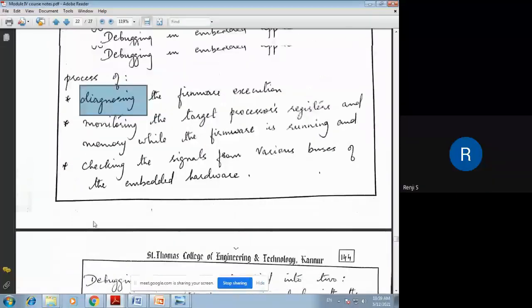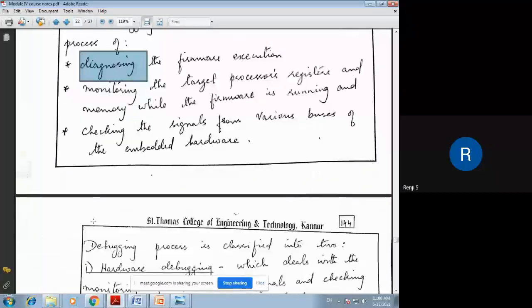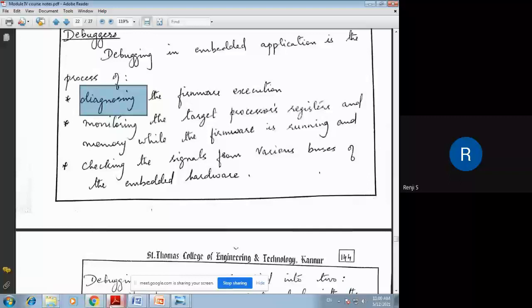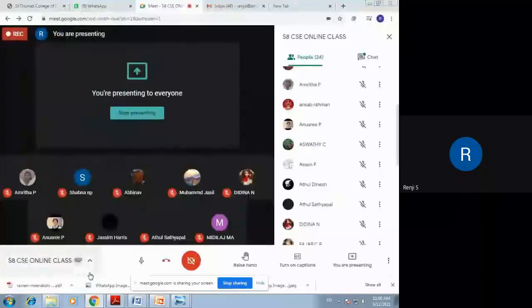So these are the main three functions of debugging in embedded applications: diagnosing the firmware execution, monitoring the target processor's register and memory contents, and third, checking the signals from buses for the embedded hardware. So three main functions of debugging. Did you understand what the three main functions of debugging are?